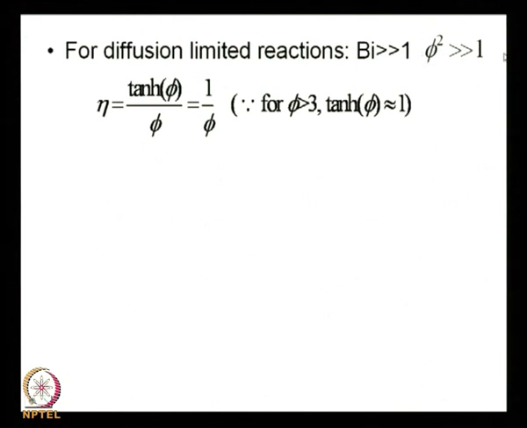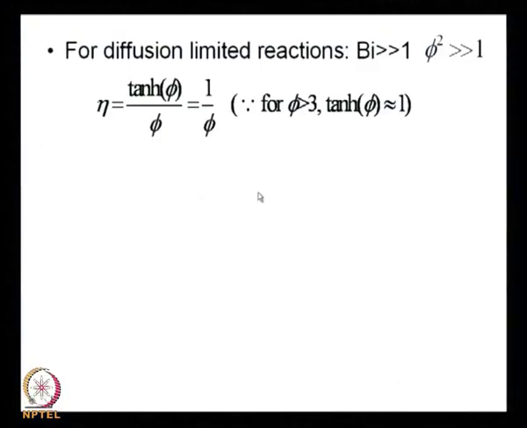So, if that is the case, what I find is pretty straightforward again. Phi square is much greater than 1, and we presume that phi square is greater than 9, say. If phi square is greater than 9, or in other words phi is greater than 3, then tan hyperbolic phi equals 1. Okay. So, tan hyperbolic phi is 1 for all phi larger than 3, right. So, you can put that over here, and what you find is eta goes as 1 over phi, eta is inversely proportional to the square root of the intrinsic Thiele modulus. Phi is, remember, the square root of the intrinsic Thiele modulus.